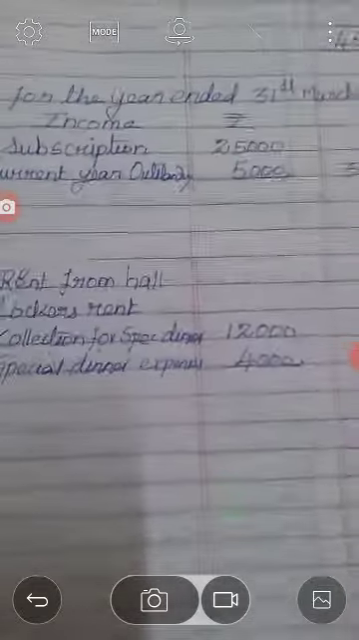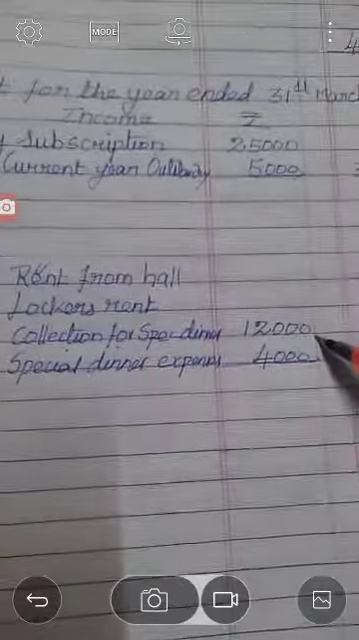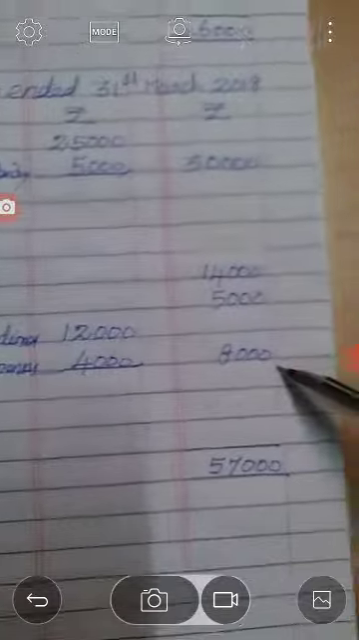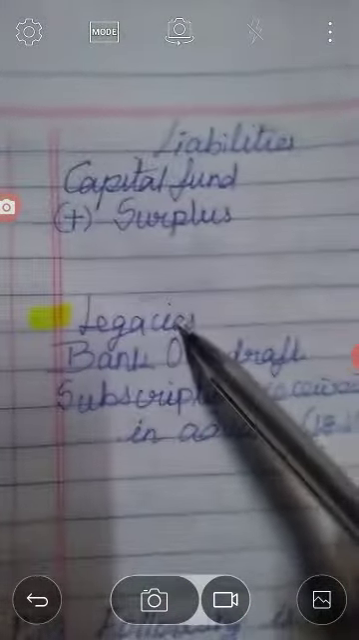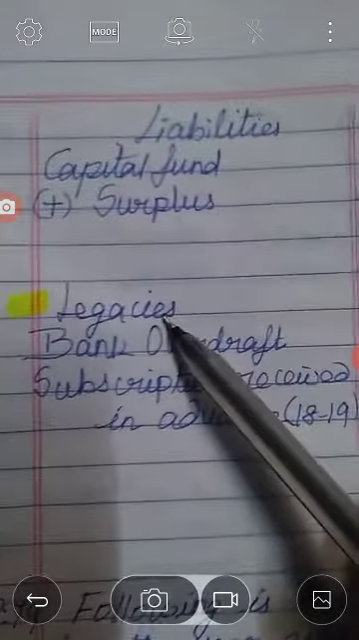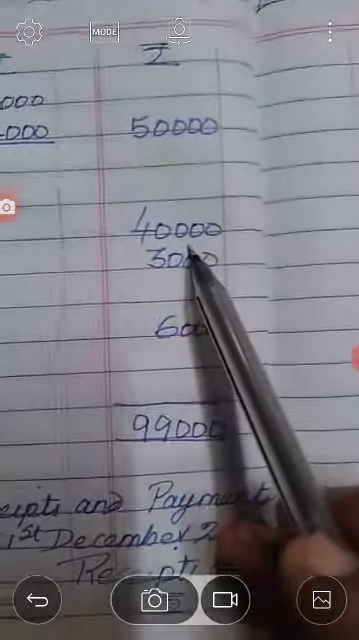So what should we do? Everything will come on the income side. So on the income side, to rent from hall 14,000, then locker rent 5,000, to collection of special dinner 12,000, then minus special dinner expenses 4,000. After subtracting, in the outer column 8,000. What is new here is that legacy is a capital receipt. It should be shown on the liability side, special donation, 40,000. All of this is given on the income side.